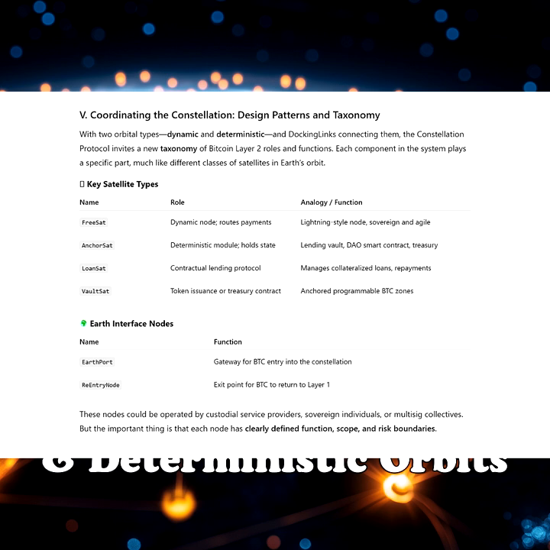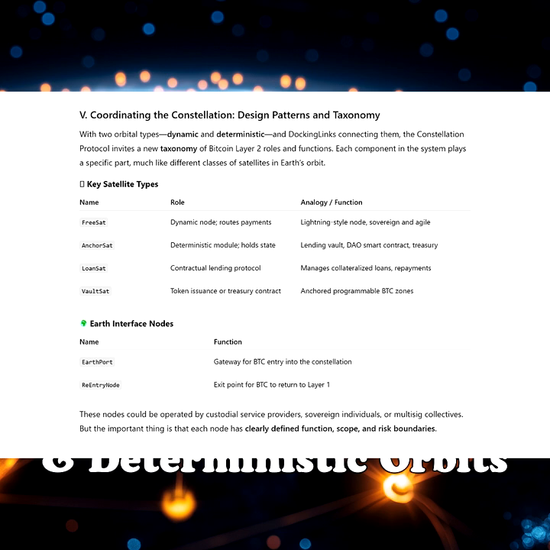Earth interface nodes. Now let's move to the interface between Bitcoin, Layer 1, and the Constellation, Layer 2. You've got two key roles here. 1. Earth port. This is the gateway. It's the point where Bitcoin enters the constellation. A user decides to lock Bitcoin on-chain via a time lock or multi-sig, and that BTC is now visible, verifiable, and usable in the Layer 2 system. Think of this like launching a payload into orbit.